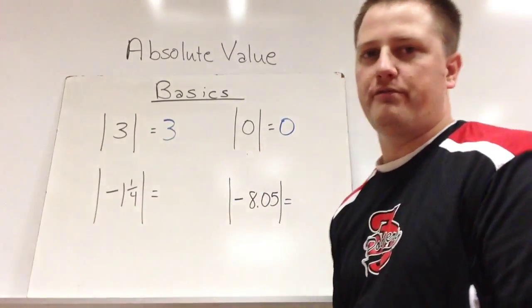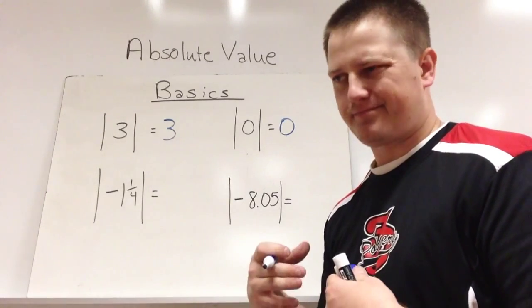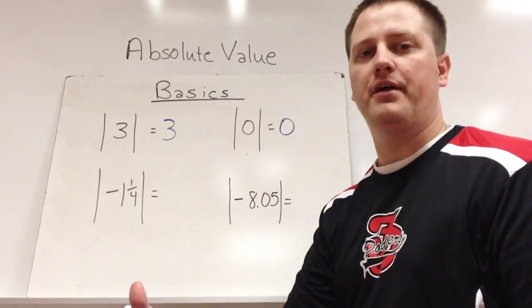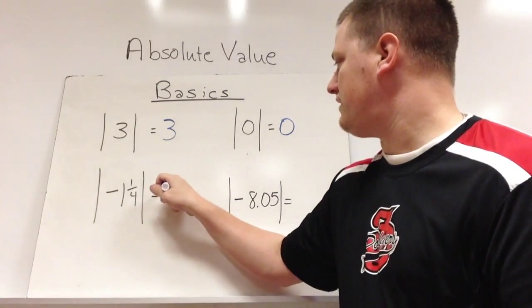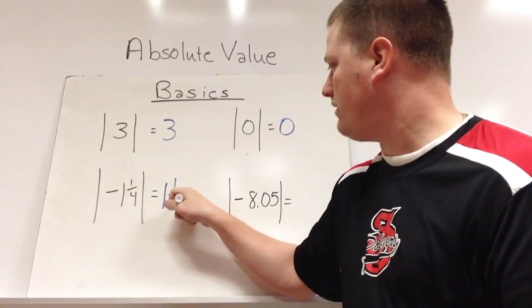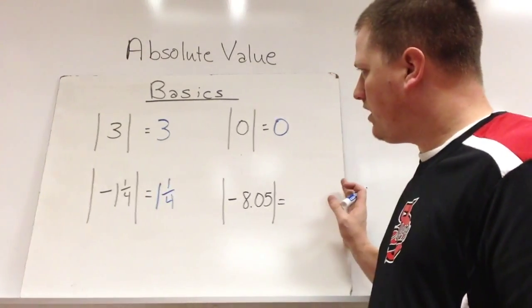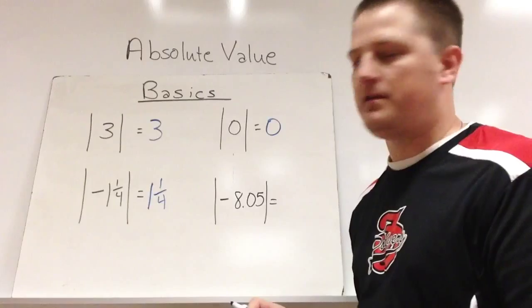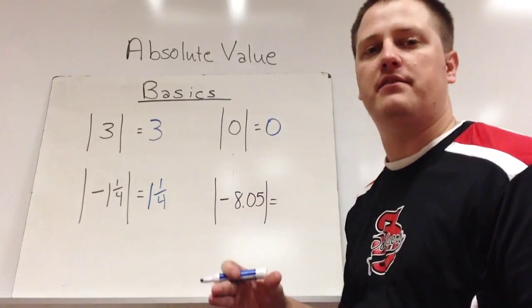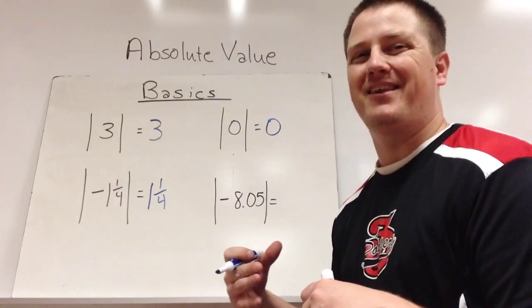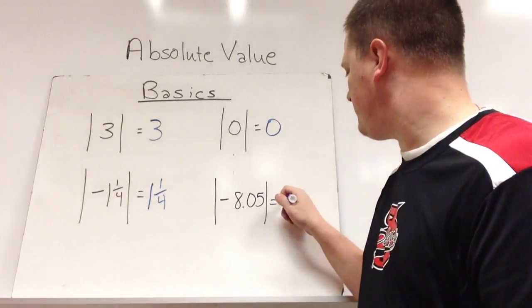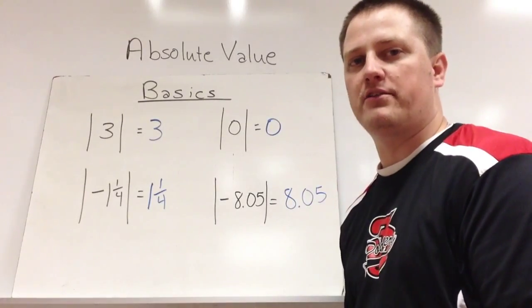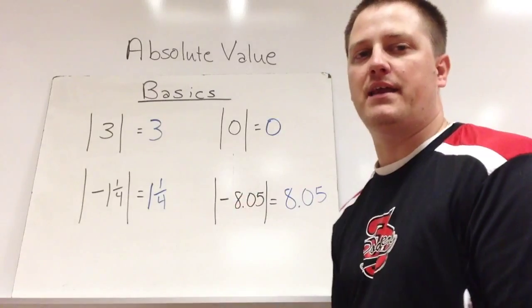Then we have the absolute value of -1/4. It doesn't matter that we went negative. All that matters is that we went 1 1/4 of a distance. So our distance is 1 1/4. Our next one here is the absolute value of -8 5/100. So this one again is looking for a distance. We want to know how far we went. The direction doesn't matter. So the distance here is 8.05.